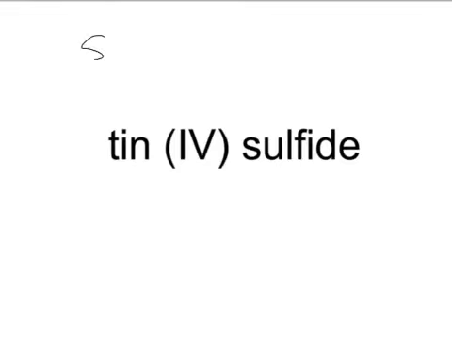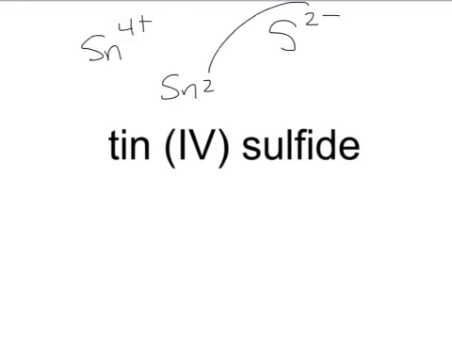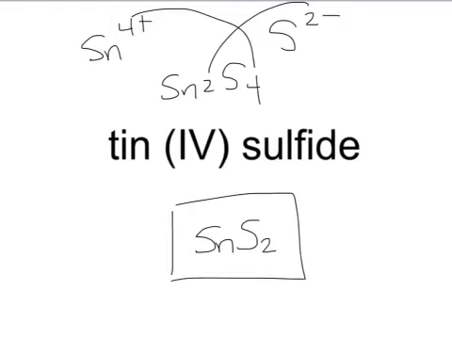Alright, so we have tin 4, so tin with a 4+. Sulfide is S2-, and so Sn, and the 2 comes down here, and then S, and that 4 comes here, but it's not reduced. We must reduce that. Notice they're both divisible by 2, so it is SnS2. That is tin 4 sulfide.